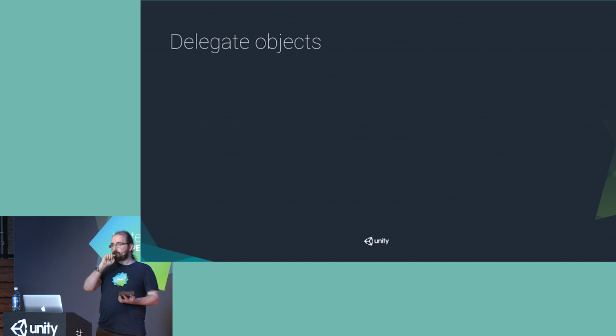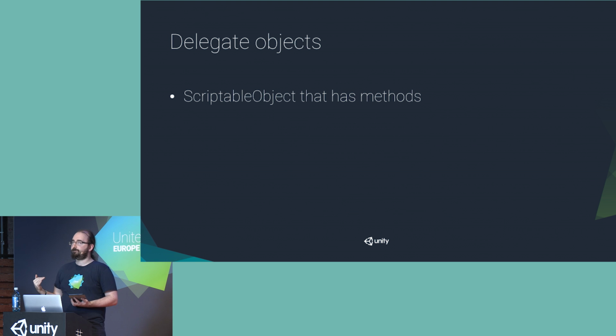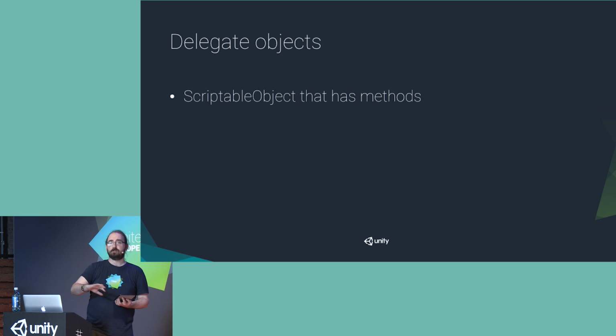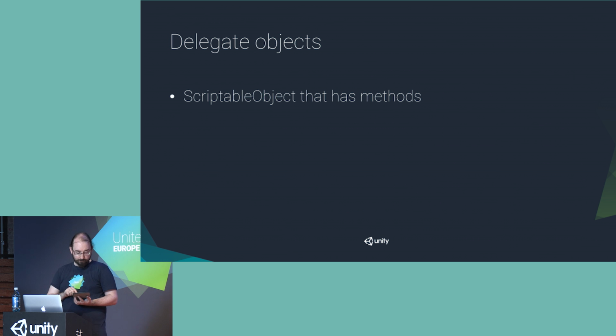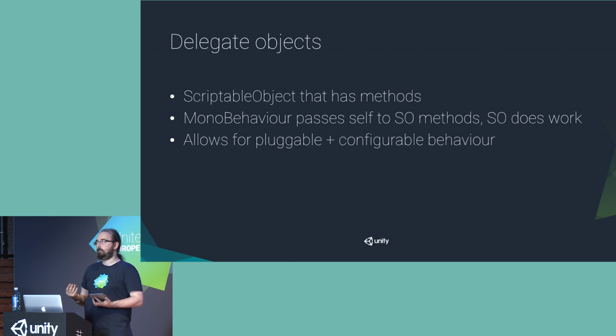Delegate objects. If you've ever done any native OS X or iOS work, this is probably going to be quite a familiar pattern. But it's this idea of having a scriptable object that has methods, because they don't just have to contain data. It's an arbitrary class. They can have whatever methods they like. And the MonoBehaviour passes itself to the scriptable object methods, and the scriptable object does some work, possibly using the MonoBehaviour if it needs to, ignoring it if it doesn't. And this allows for an awful lot of pluggable, configurable behavior. And we'll look at an example of this shortly.